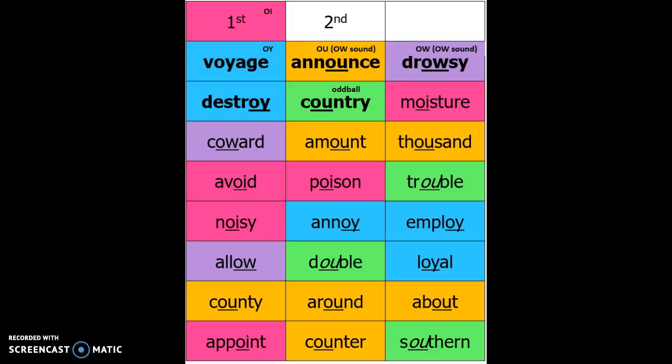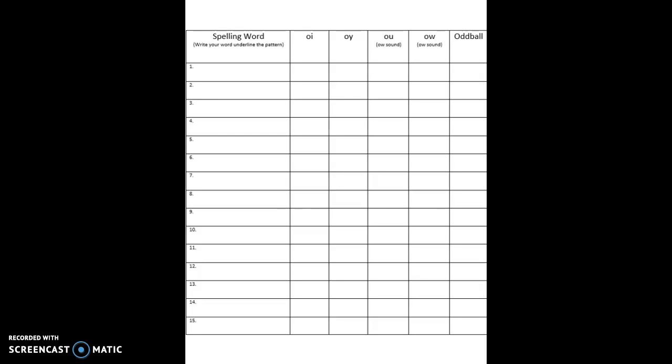So eventually your sort's going to look like this. We have our first color, oi, OI. We have our second color, oi, OY. We have our next color, ow sound with OU. We have another ow sound spelled OW, and then our oddball color that does not fit. So your test is going to look like this. 15 words, sorting them with oi, ow, and oddball.